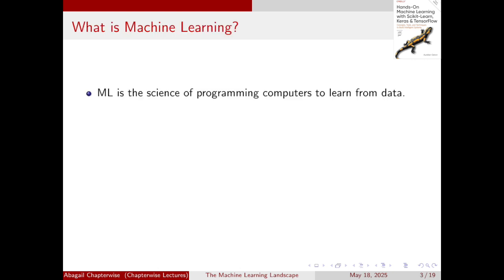So what exactly is machine learning? In its simplest terms, machine learning is the science of programming computers to learn from data. That's an important distinction. Machine learning is not about feeding computers more information or facts. Instead, it's about enabling them to improve their performance at a specific task based on experience, where that experience is provided in the form of data.